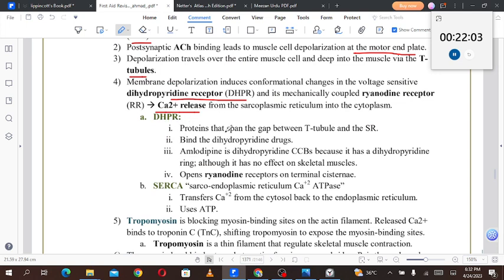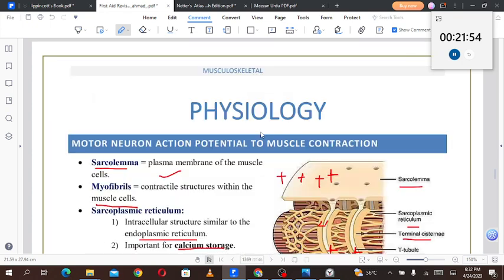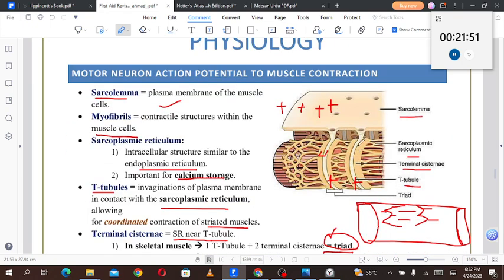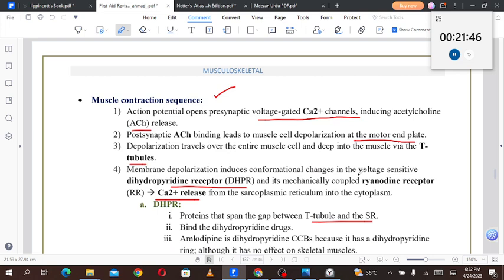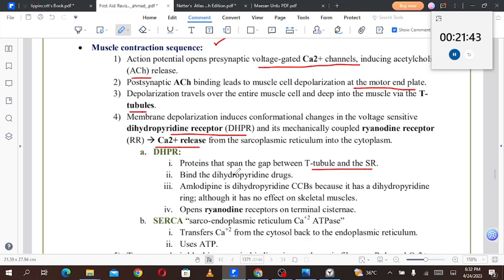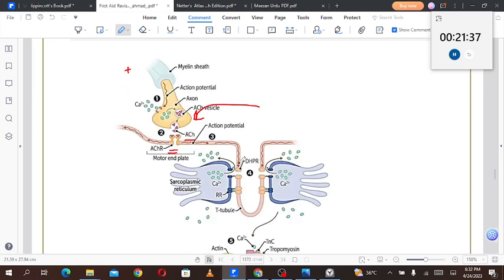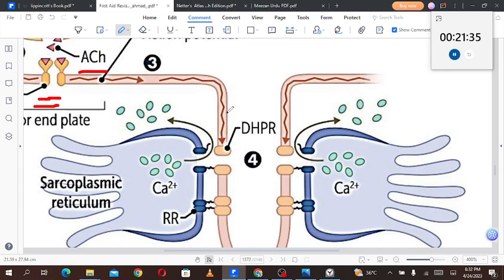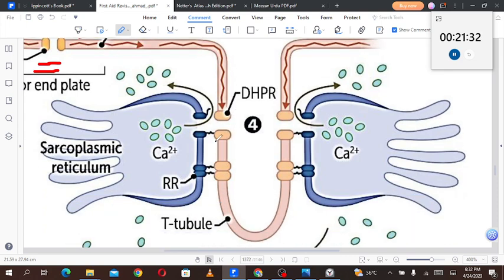Dihydropyridine receptors are proteins that span the gap between the T tubule and the sarcoplasmic reticulum. I would like to take your attention back to this picture where we saw a triad. This is the T tubule, and these two are the sarcoplasmic reticulum. So one end of the dihydropyridine receptor will be situated on the surface, the sarcolemma within the tubule, and they will be spanning the gap. As you can see, they are connected to the calcium receptors, the ryanodine receptors on the surface of the sarcoplasmic reticulum. So there are two different receptors.